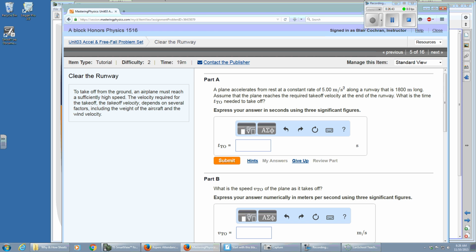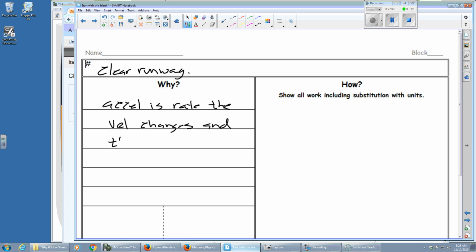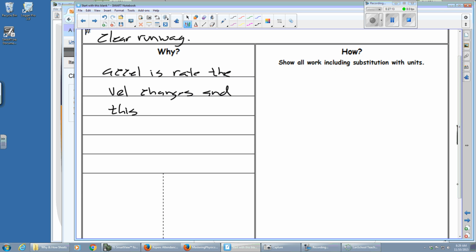So in my Y, clear runway, I'm going to focus on showing that I understand that acceleration is the rate the velocity changes, and this influences, how about, the speed and location.